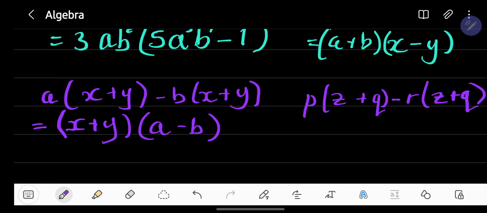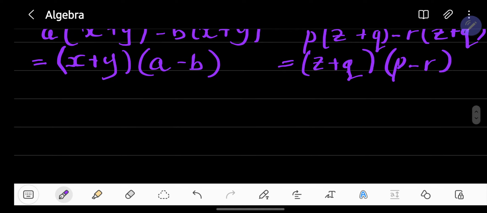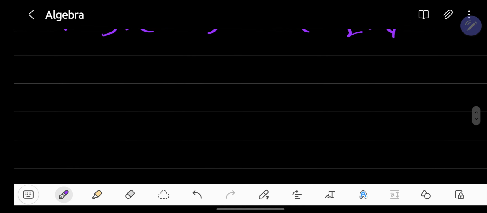How are you going to solve this one? Of course, you would say that z plus q is common on this term and on that term it appears. So you take your z plus q, you close the bracket, right? And then if you take z plus q here, what do you remain with? You remain with p. If you take z plus q on this term, what do you remain with? You remain with minus r. Then you are done.